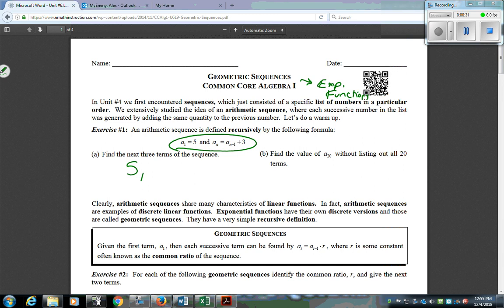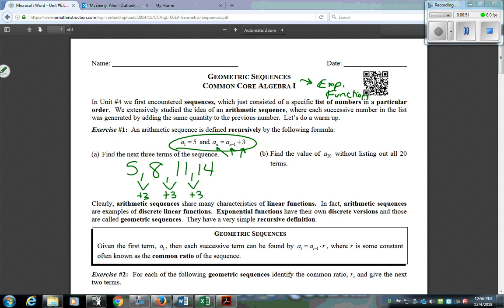So it looks like the first one's 5, and then each next term is going to be the last term plus 3. So to continue that, I'm just going to add 3 to every next term, and that'll give us the next 3 terms.